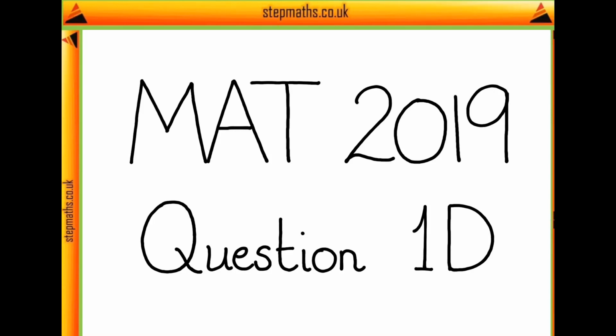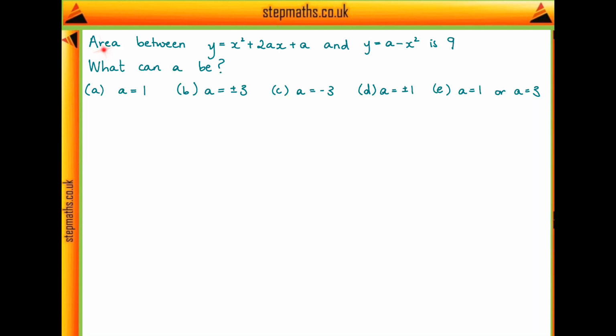Hi, in this video I'll go through question 1D on MAP 2019. And here they tell us that the area between the curves y equals x squared plus 2ax plus a and y equals a minus x squared is equal to 9. And they want to know what can a be.